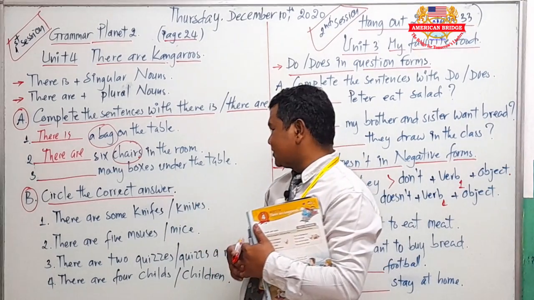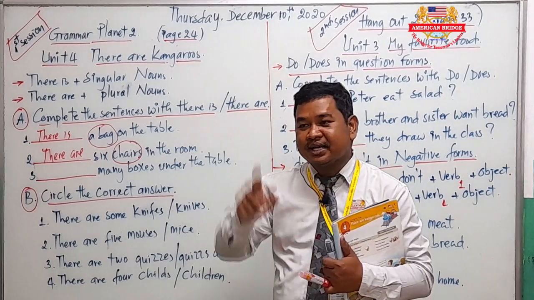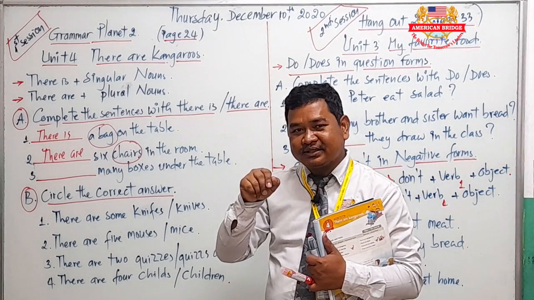Many boxes under the table. As you already know, the word boxes, we spell B-O-X.